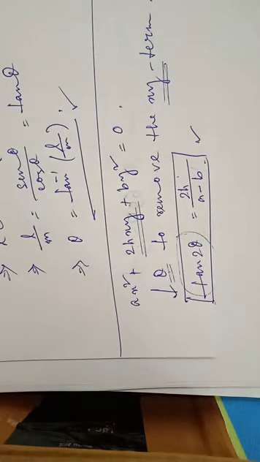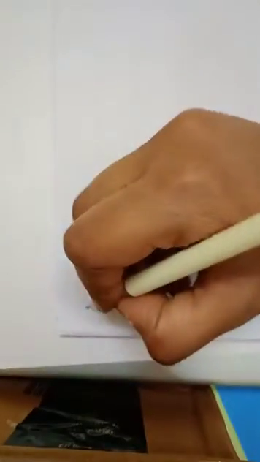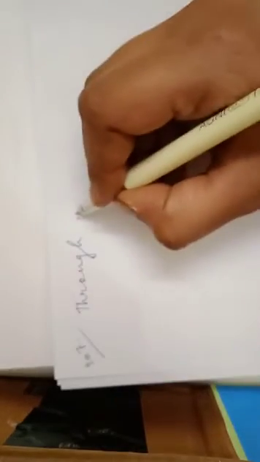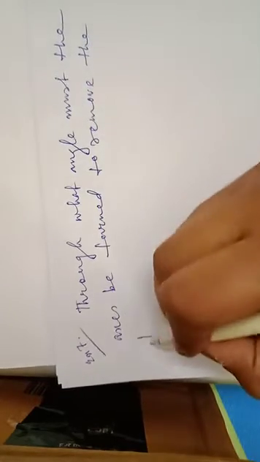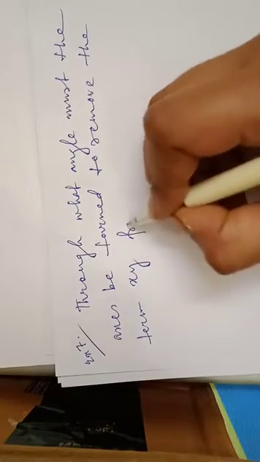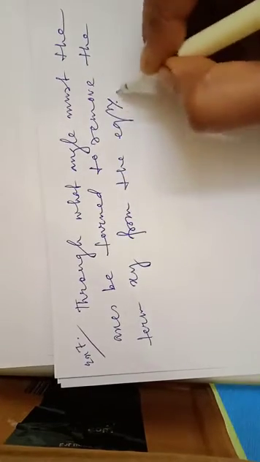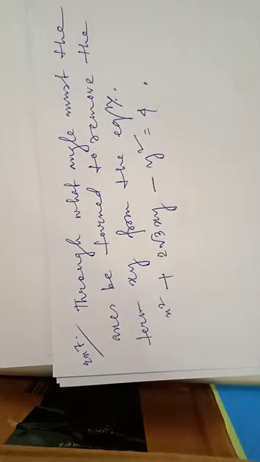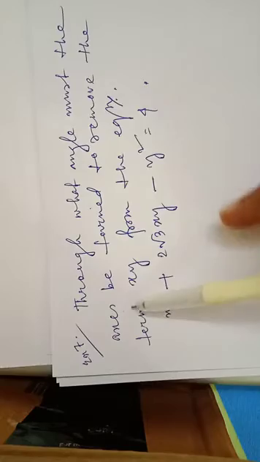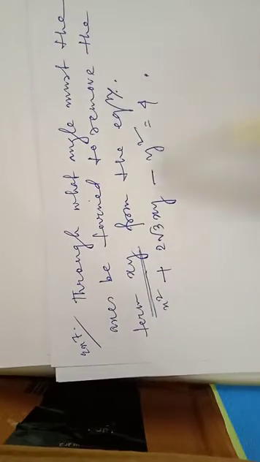So let's apply this to find the answer of another question. So write down next example 7. Through what angle must the axis be turned to remove the term xy from the equation x square plus 2 root 3 xy minus y square equals to 4. So it is asking, through what angle must the axis be turned to remove the xy term from the equation, this one.